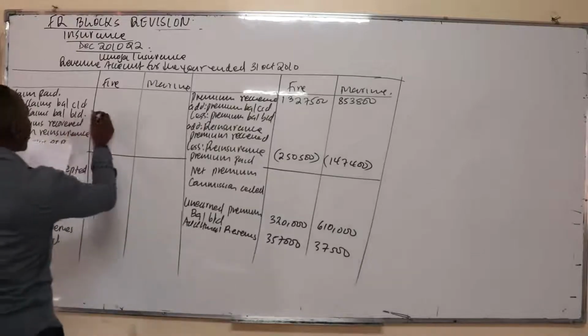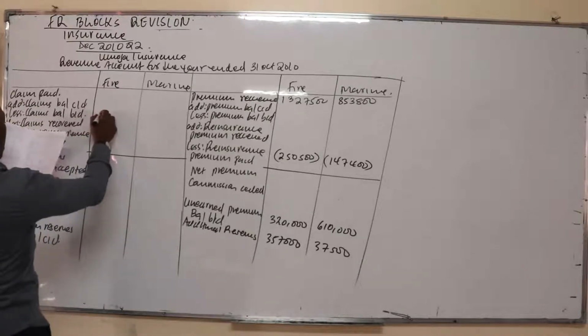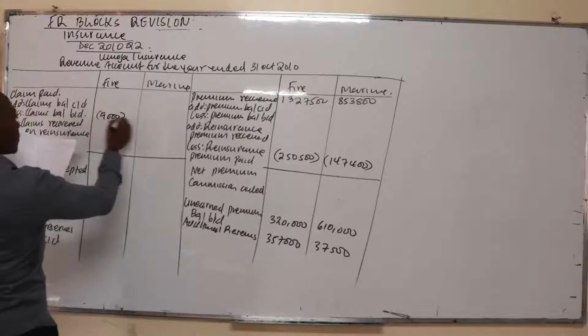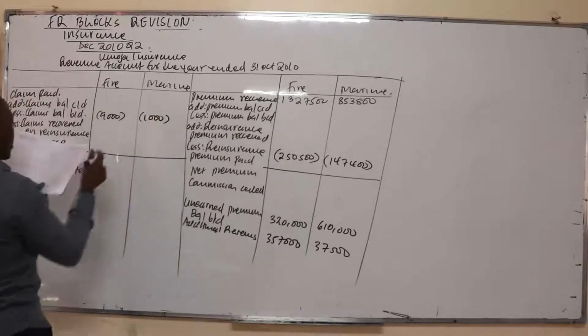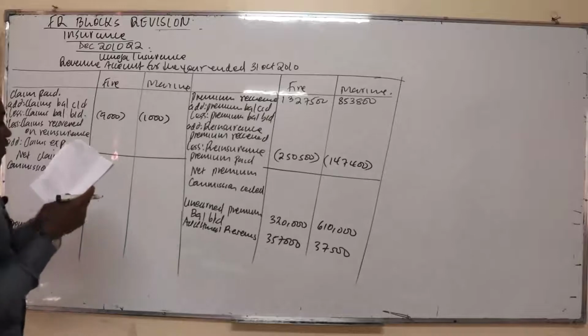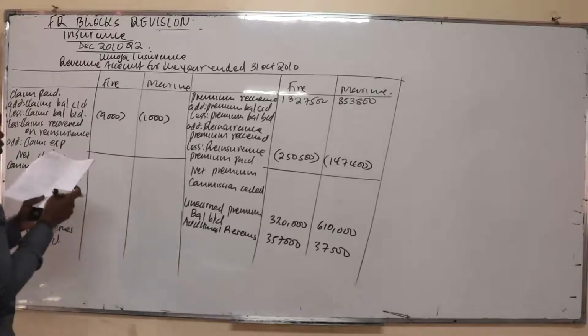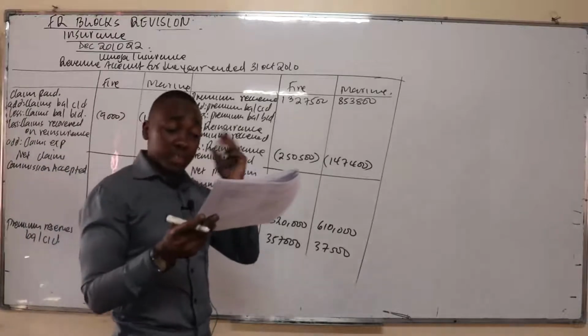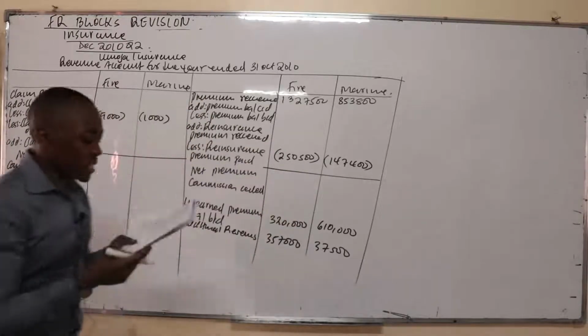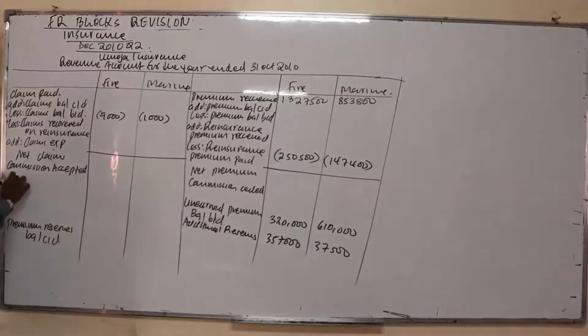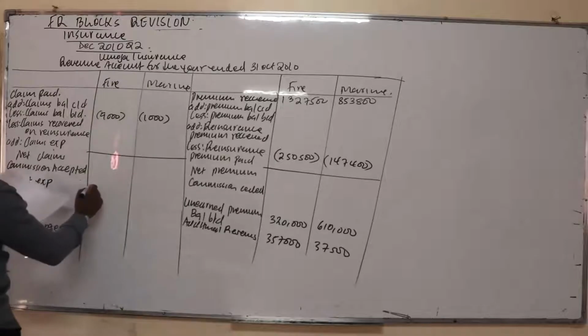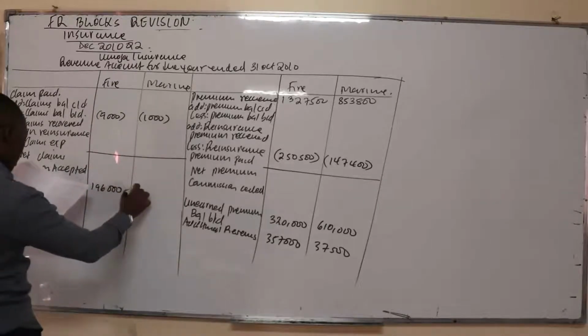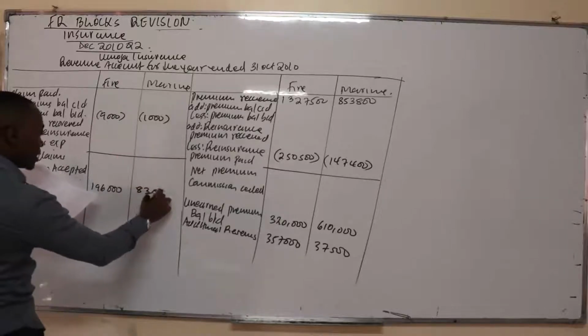And we say that you raise claims balance brought down. We had an amount of 9,000 and 1,000. Then we have investment income, accounts payable, investment fluctuation reserves. That one goes to the part of equity, it's a reserve. Management expenses are specific, so you bring them here. They are part of expenses and they are specific. So we have 196,000 and 83.